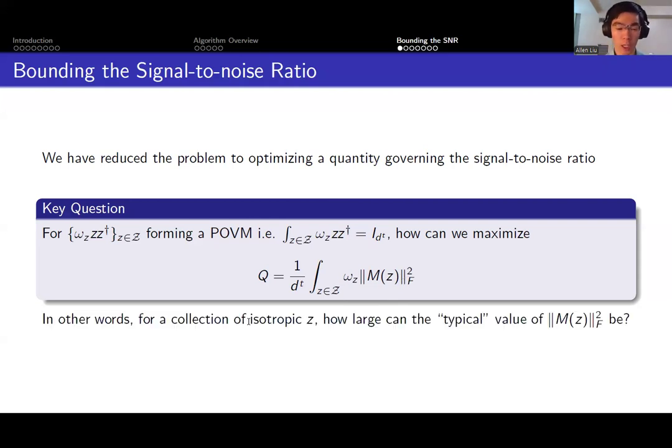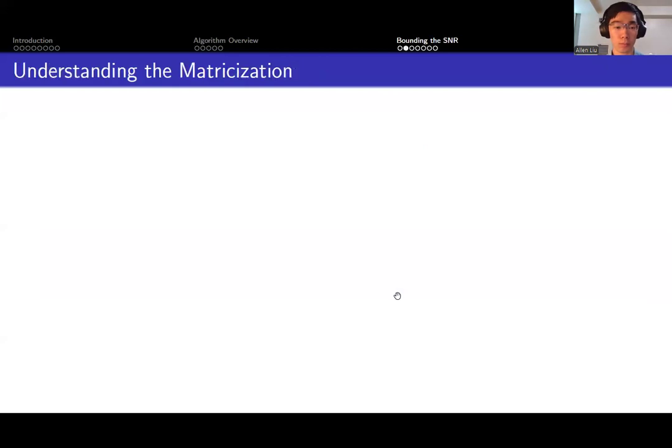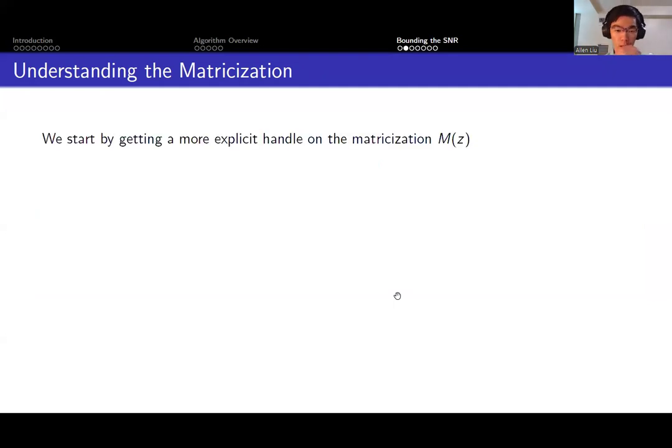So in other words, for a collection of isotropic z's, how large can the typical value of the Frobenius norm of M of z squared be? To understand this, we'll need to understand this matricization M of Z a little bit more. So we'll start by getting a more explicit handle on this matrix M of Z.